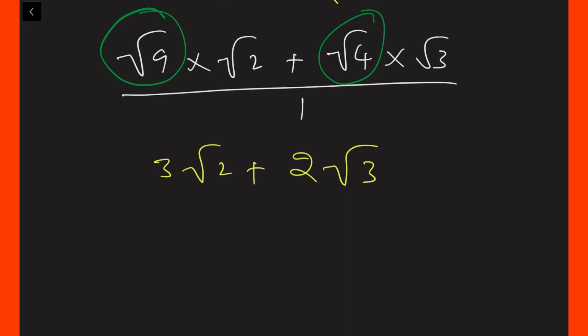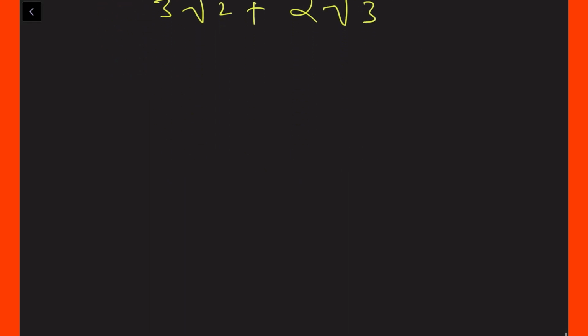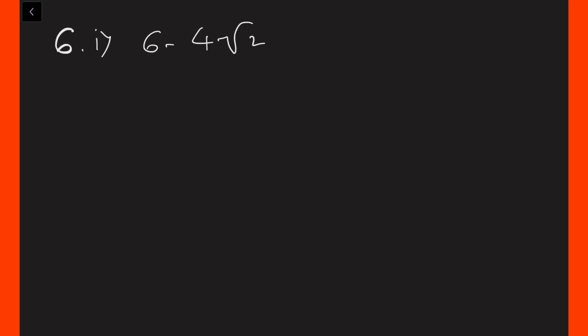Let us move to the next bit, that is bit number 6. Same, this is also rationalizing the denominator only. Simplify each of the following by rationalizing the denominator. The first question is 6 minus 4 root 2 divided by 6 plus 4 root 2.